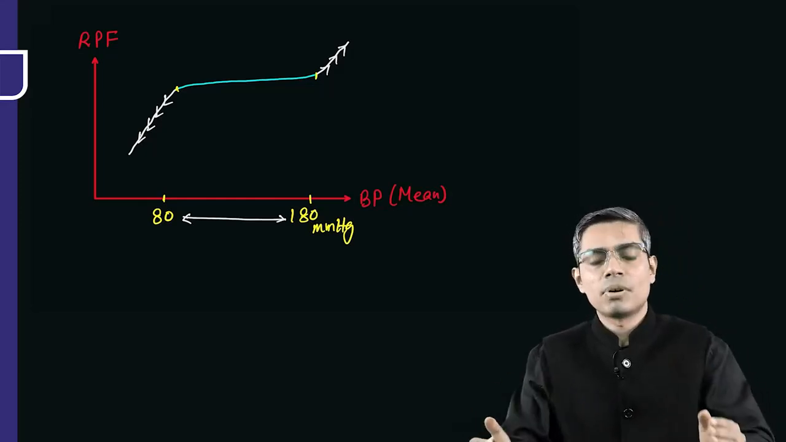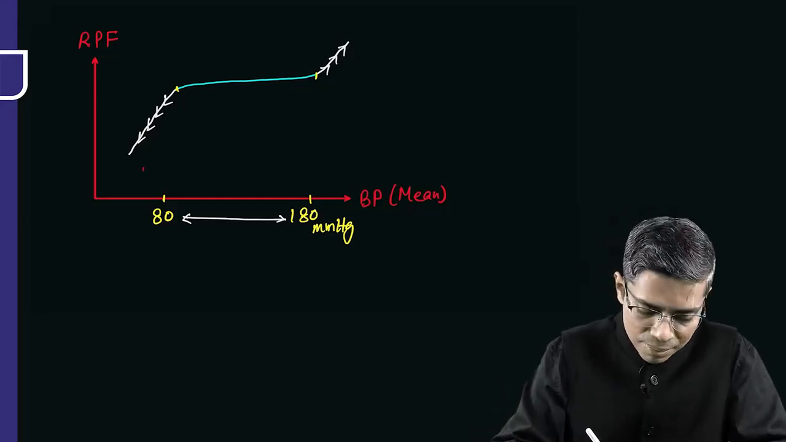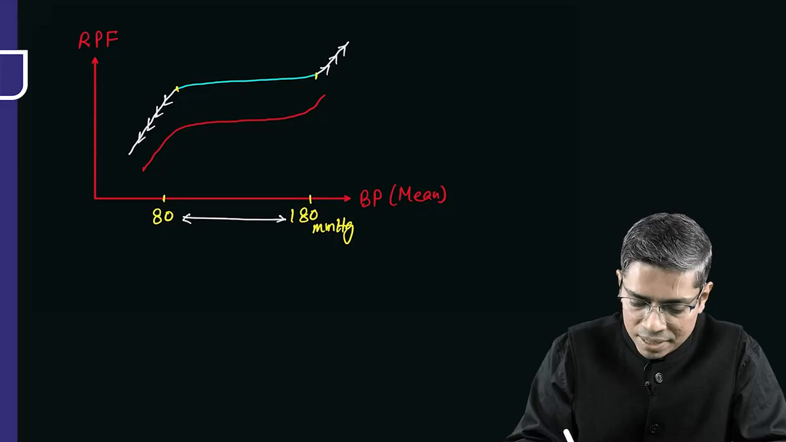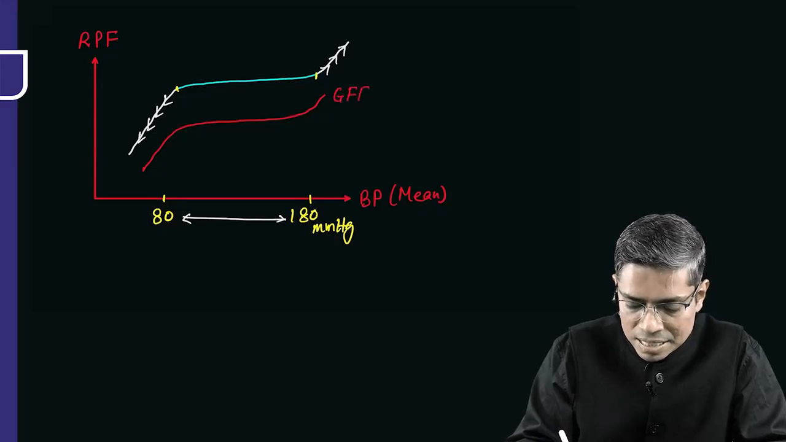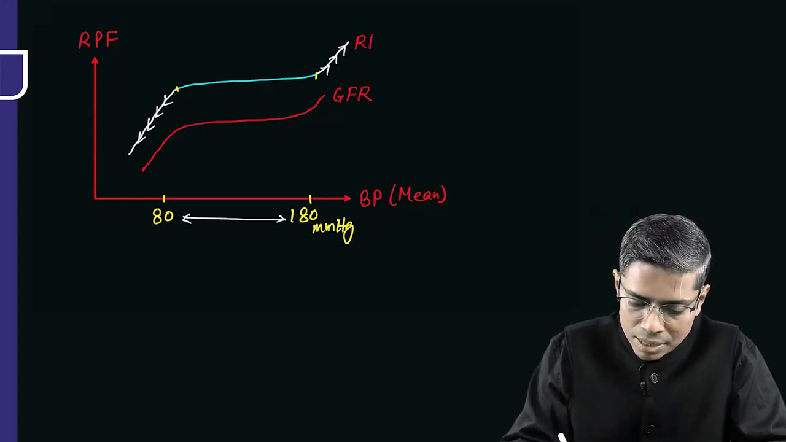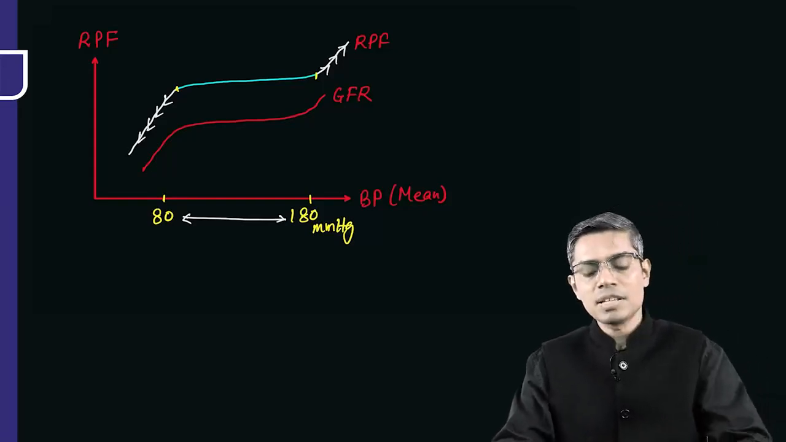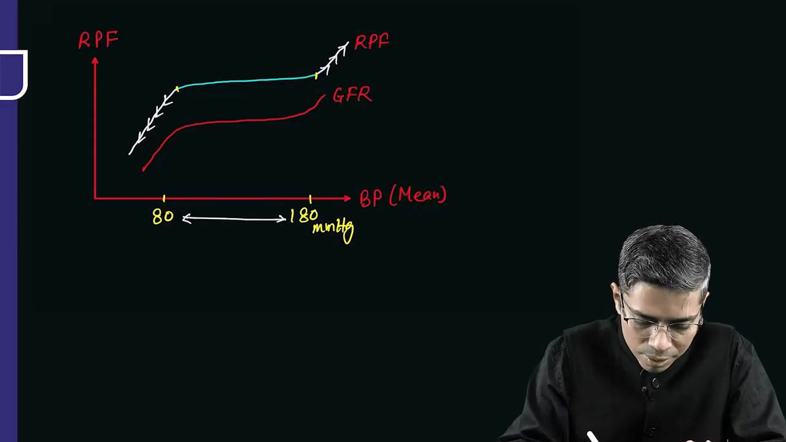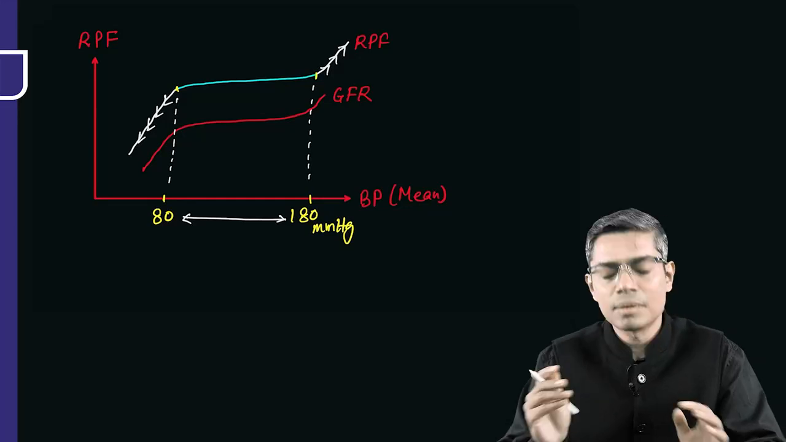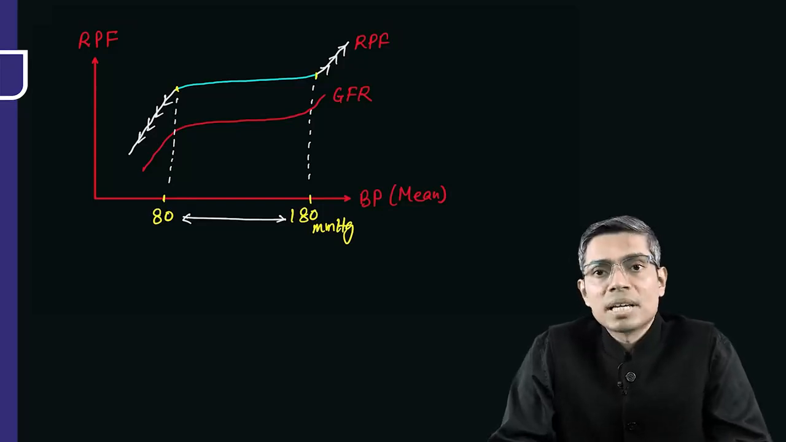And if the plasma flow is constant, what will happen to the GFR? GFR will also remain almost constant. That's why we say that in the kidney, GFR is auto-regulated, as well as the renal plasma flow. This is known as the auto-regulatory curve. Within this zone there is no change in renal plasma flow. The kidney is a vital organ, so it has to maintain this kind of mechanism.